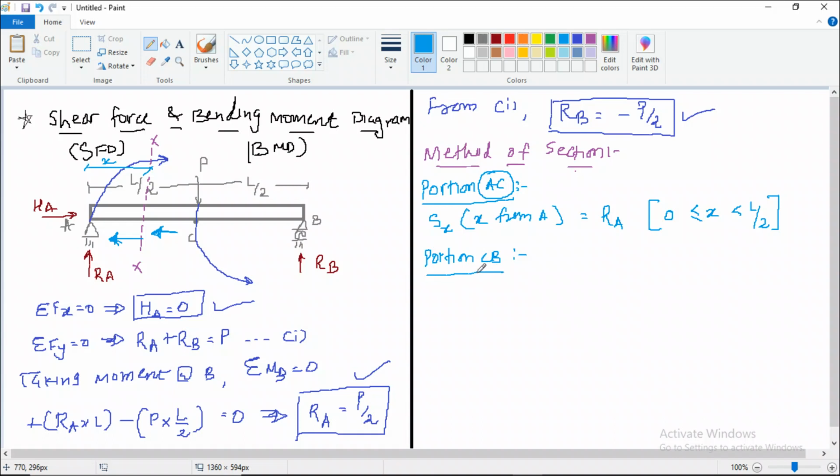So when we go to the portion CB, again we take a section XX. Now in this case we take the x distance from point A again, right? So let us say this is x distance from the same reference point A. So shear force at section XX, in this case your Sx will be again x from A.